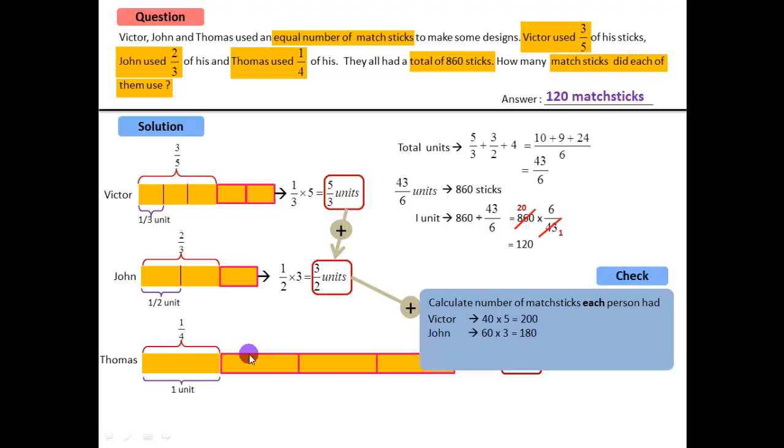And for Thomas, 1 unit represents 120. So Thomas had 120 times 4, which is 480 matchsticks. Altogether, they had 200 plus 180 plus 480, which is 860 matchsticks. And this value is already given in the question, showing that our answer is correct.